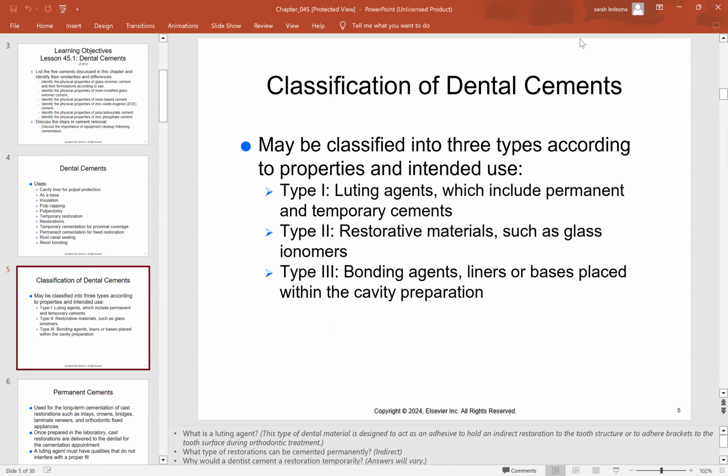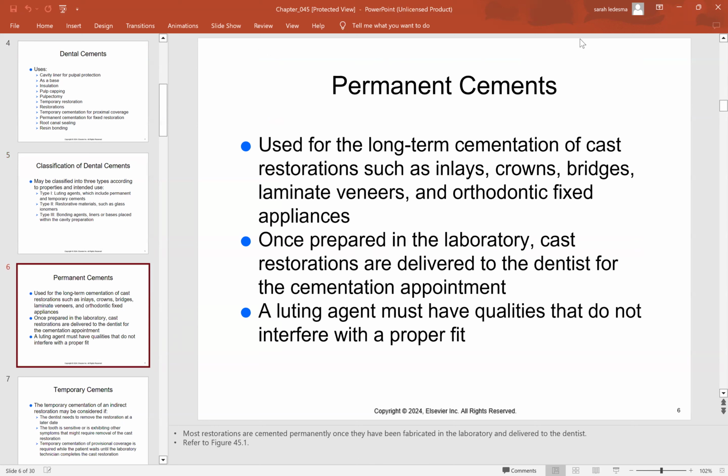We'll talk about the classifications of dental cements. So we can classify these into 3 types according to their properties and intended use. We have type 1, these are luting agents, which include permanent and or temporary cements. Our type 2 include our restorative materials such as glass ionomers. And then we have our type 3, these are our bonding agents, liners, or bases that are placed within the cavity preparation.